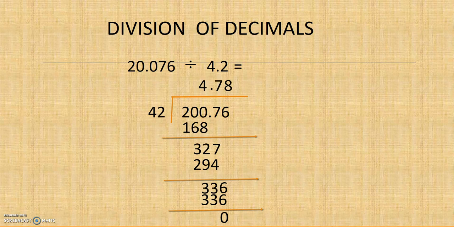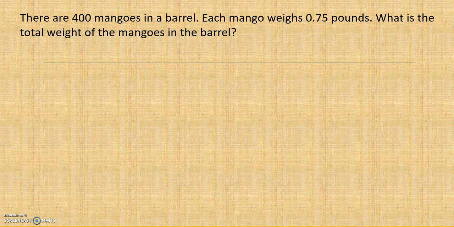Let's proceed to some word problems. There are 400 mangoes in a barrel. Each mango weighs 0.75 pounds. What is the total weight of the mangoes in the barrel? So let's understand first our problem. Since it's asking the total weight, it means we will multiply. So let's set up our given numbers.